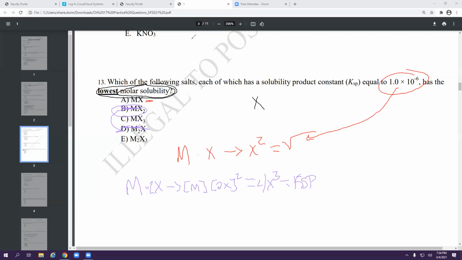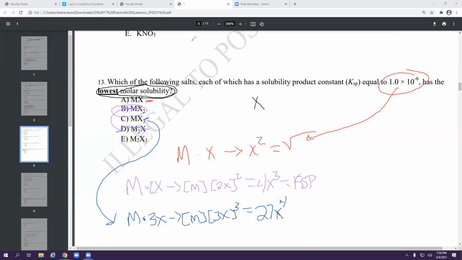Okay. Let's do blue for C. C is not the right answer. I'm just trying to show you what color I'm using. Okay. So blue is going to be M times 3x. Concentration of M, concentration of 3x cubed is equal to 27x to the 4th power.